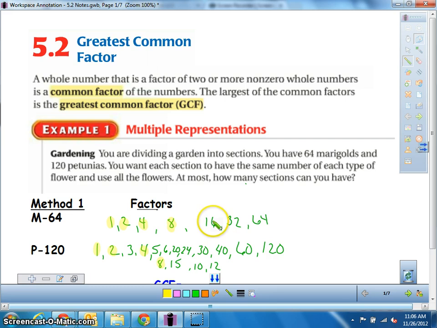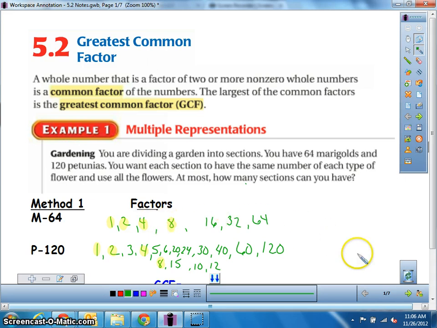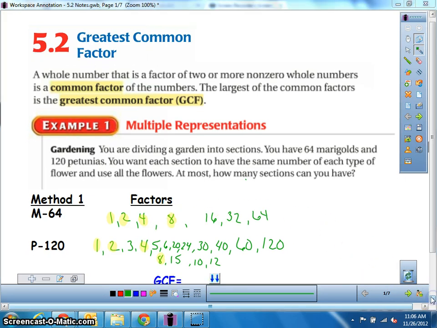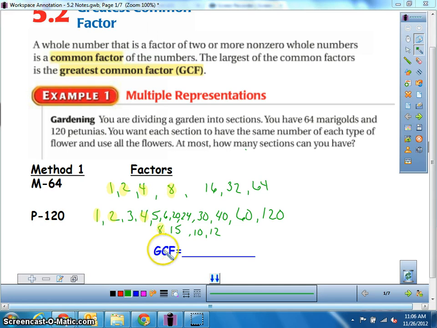Do they both have a 16? Nope. A 32? Nope. A 64? Nope. So that is all we have for our common factors. All of those are common. They share them. Remember, common means share. And so the greatest common factor, that would mean the biggest one that they have in common, is what? Hopefully you said 8. 8 is what our greatest common factor for these two numbers should be.